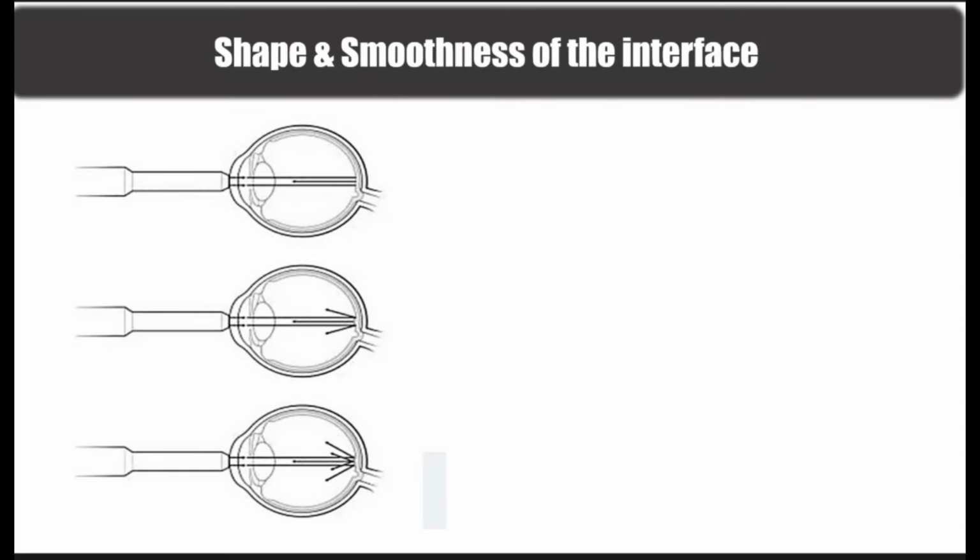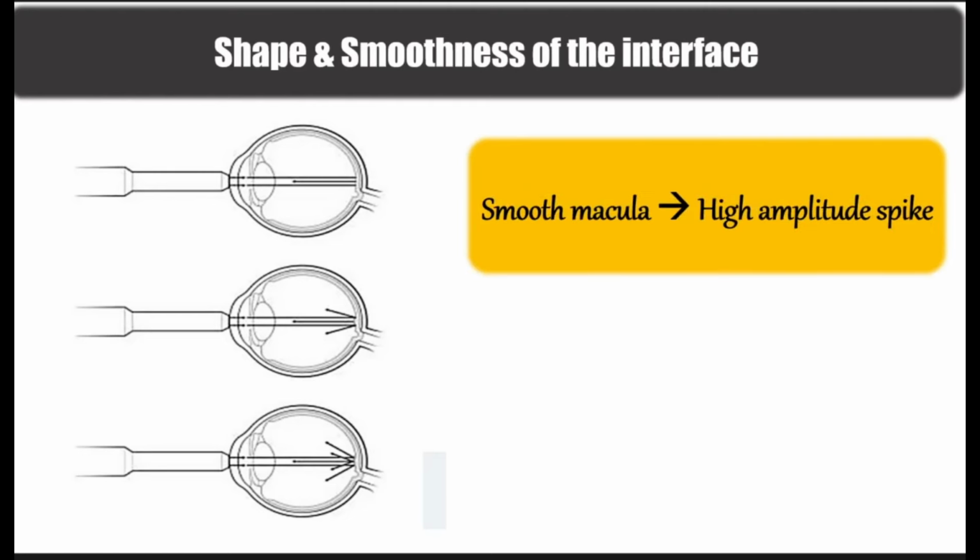Next point is regarding the shape and smoothness of the interface. I already told you what exactly is meant by an interface. So over here, we are talking about the macula. For example, when the macula is smooth, all the waves are going to be reflected nicely parallel to the visual axis, and they're going to be received by the probe, and therefore the amplitude is going to be nice and smooth. Okay, big, nice amplitude.